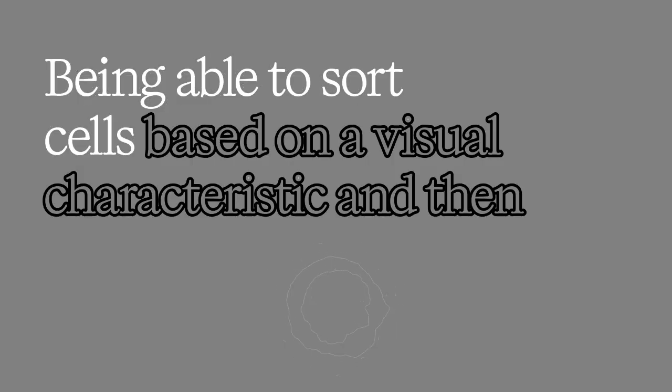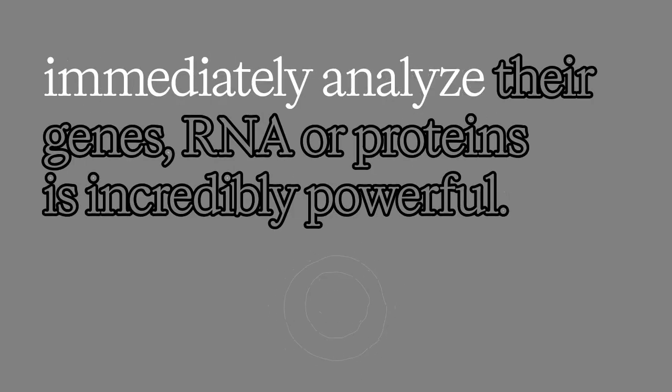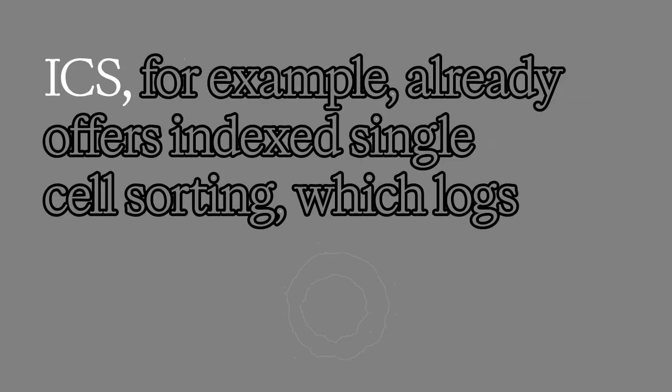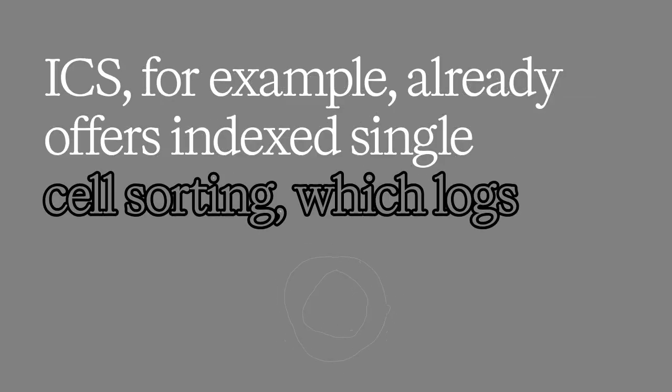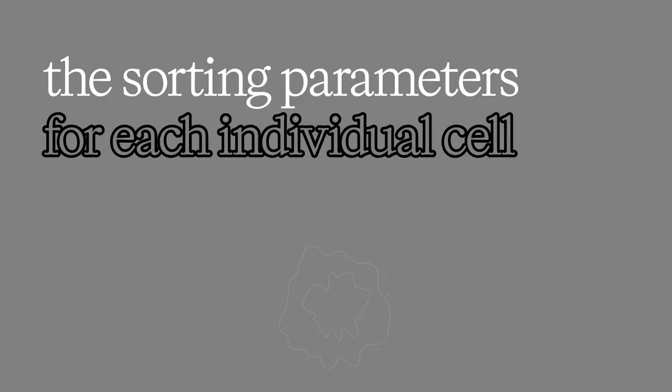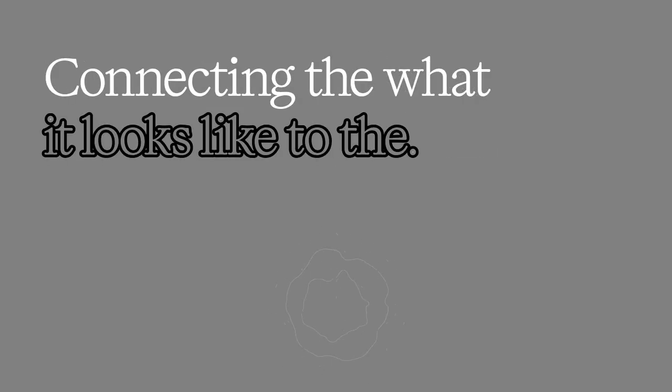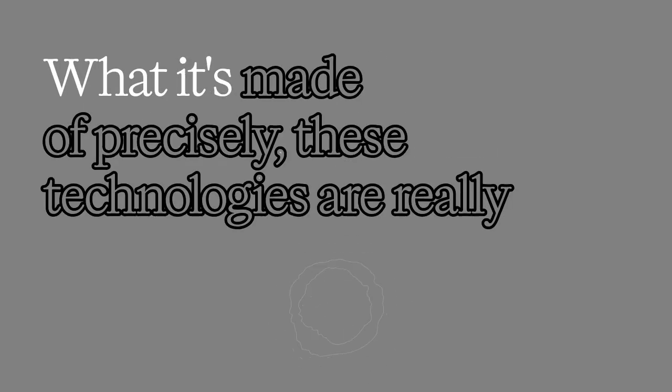Being able to sort cells based on a visual characteristic and then immediately analyze their genes, RNA, or proteins is incredibly powerful. ICS, for example, already offers indexed single-cell sorting, which logs the sorting parameters for each individual cell before it goes off for downstream analysis. Connecting the what it looks like to the what it's made of.